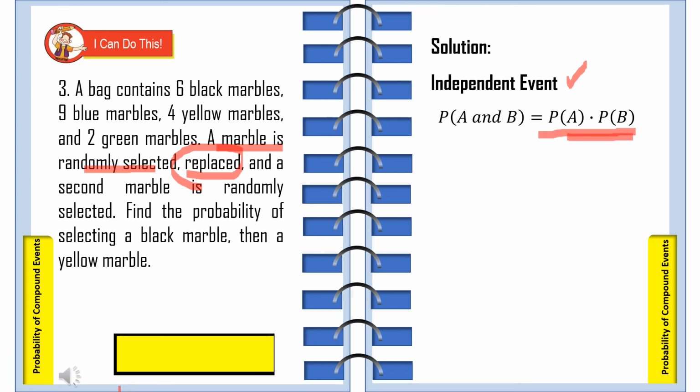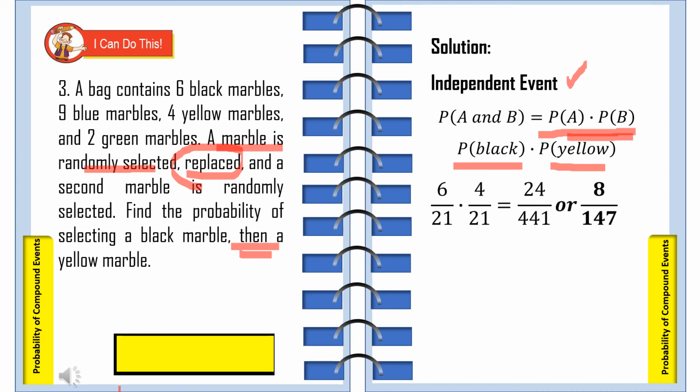So, gagamit tayo ng multiplication kasi gamit tayo dito ng term na then, a yellow marble. So, yun yung difference sa or. Okay, kaya dito multiplication. So, probability of black times the probability na makukuha natin ay yellow marble. Okay, so you have your 6 over 21. Saan galing yan? We have 6 black marbles times yung ating yellow marbles is 4.